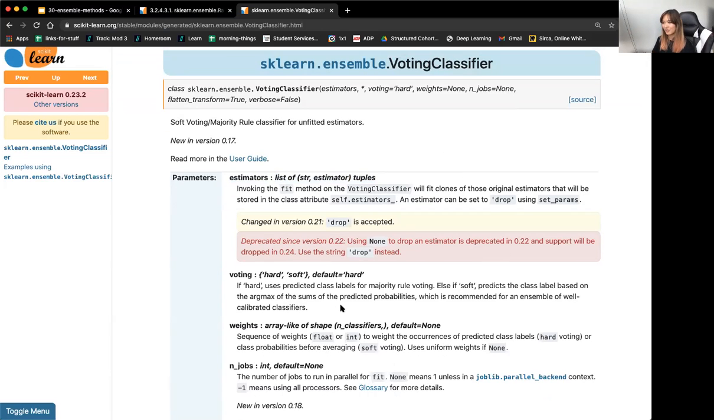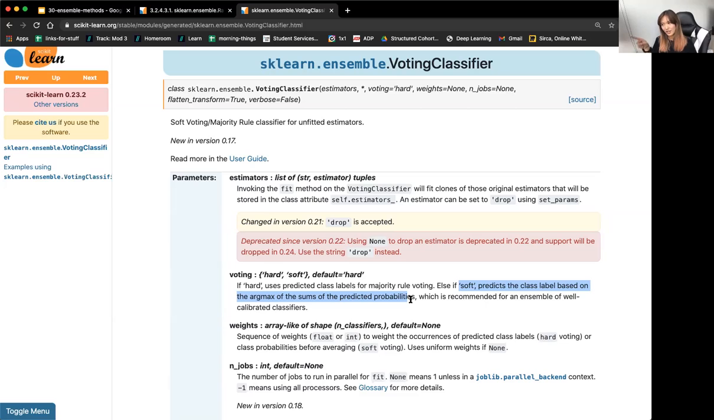So again, I talked about the different voting. So majority rule voting, and you also have soft voting, which is more of a weighted probability, a weighted average classifier. So just based on the probability values, because a lot of models will be able to output a probability of being class 0 versus class 1. So that's how they do the soft voting.